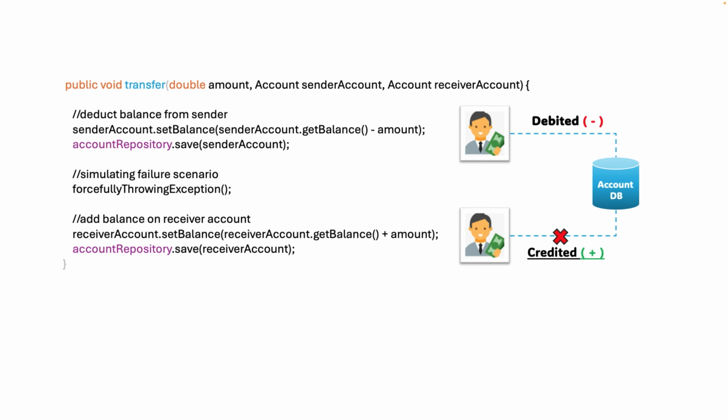So how do we fix these kinds of challenges? That's where transaction management comes in. It makes sure that either all database changes are committed or, if something goes wrong, everything is rolled back. That's out of the box, isn't it?